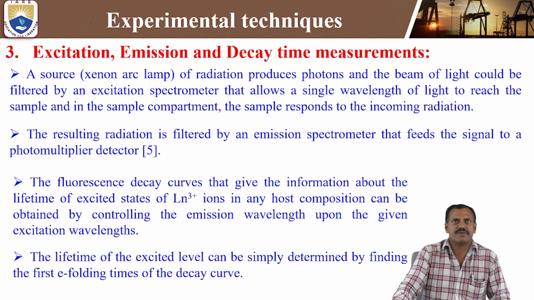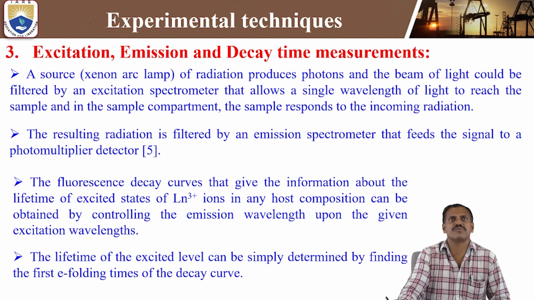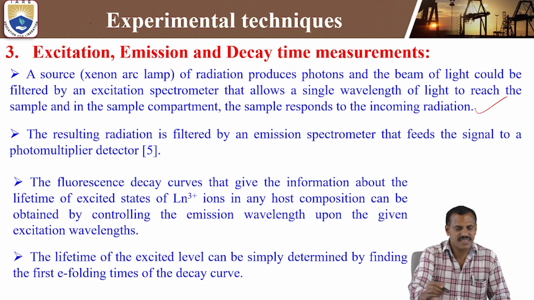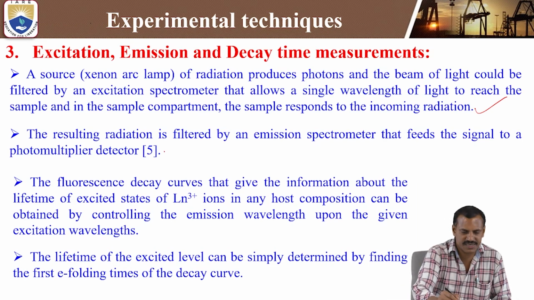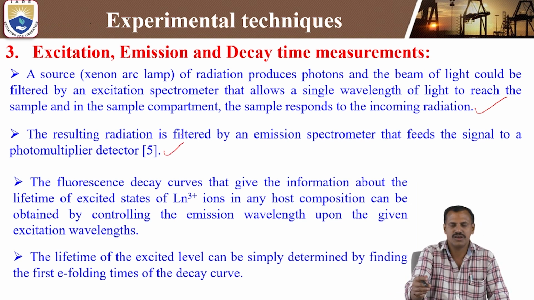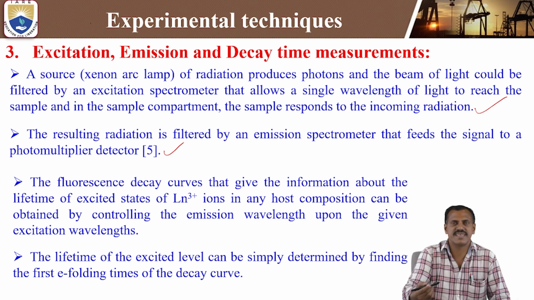The source is a xenon arc lamp. The radiation produces photons, and the beam of light is filtered by an excitation spectrometer that allows a single wavelength of light to reach the sample. In the sample compartment, the sample responds to the incoming radiation. The resulting radiation is filtered by an emission spectrometer that feeds the signal to a photomultiplier detector, and using it we can measure the emission signals.